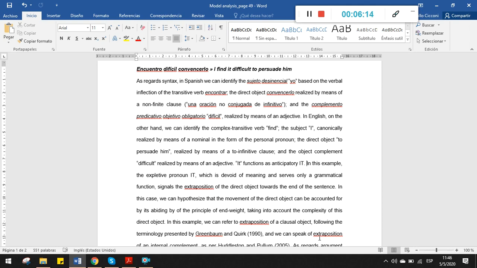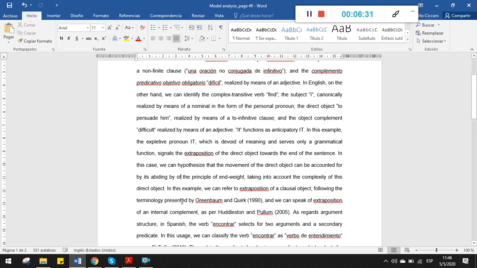So when we have constituents that are more complex, by following the principle of end weight, these constituents tend to be towards the end of the sentence.